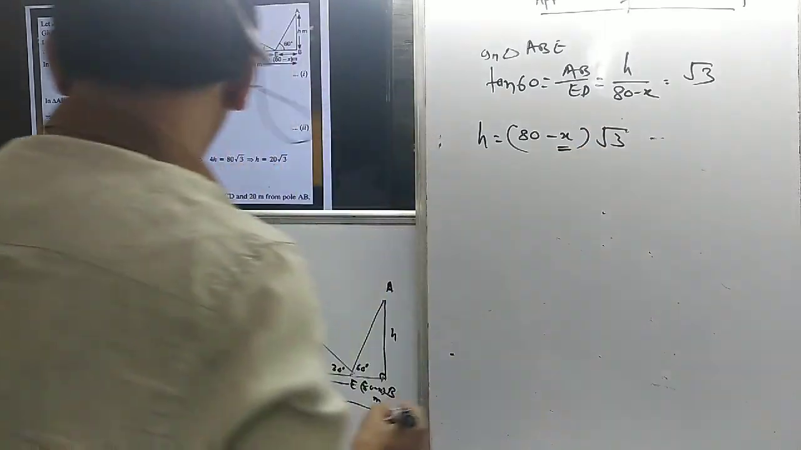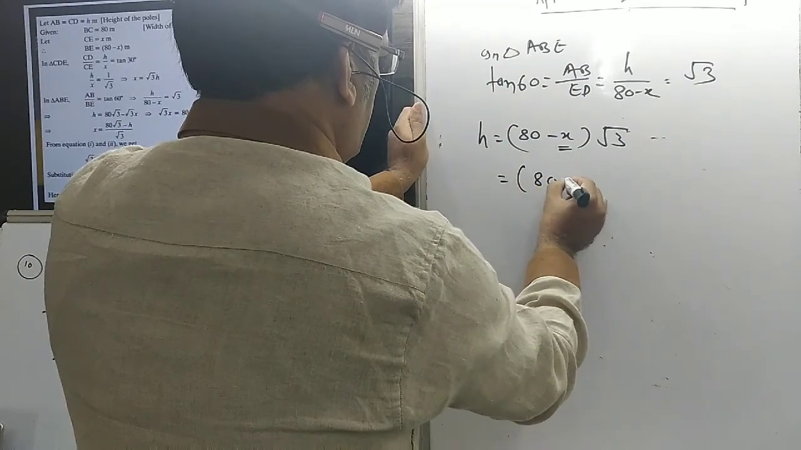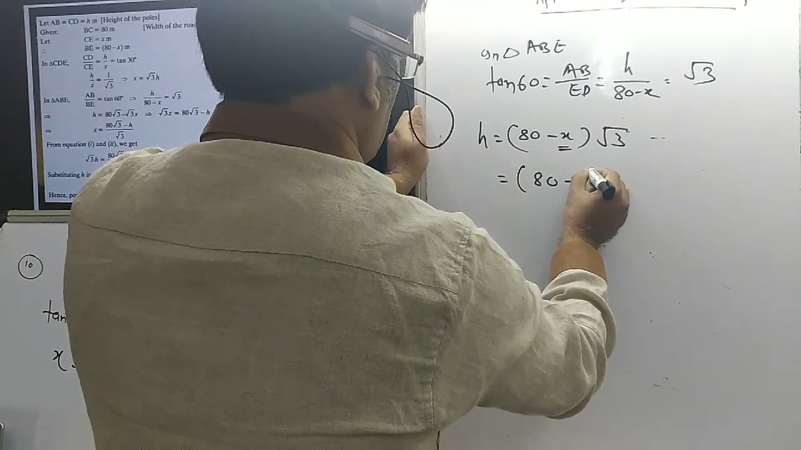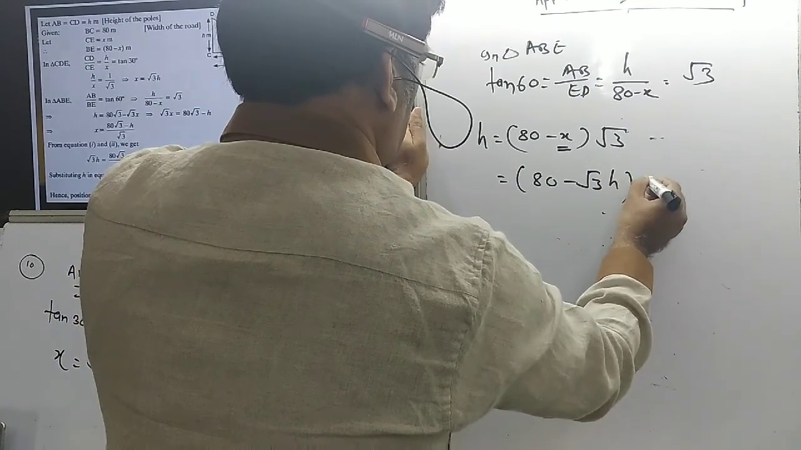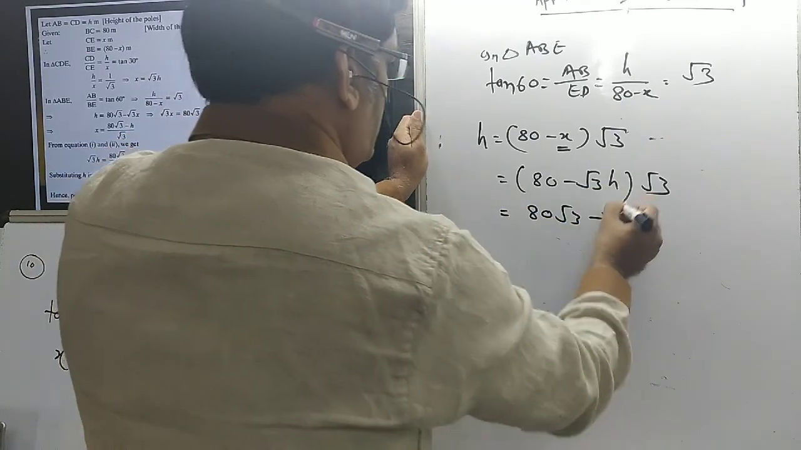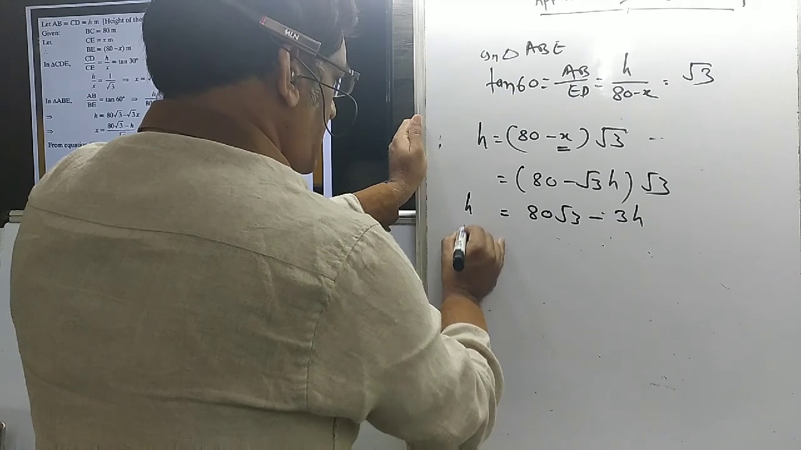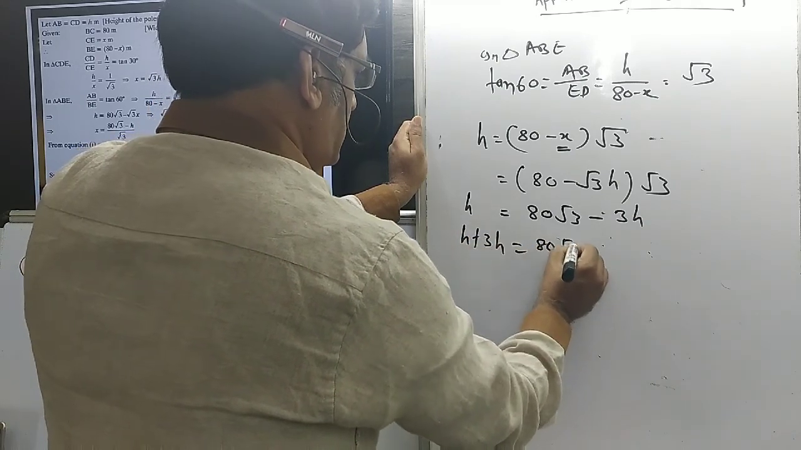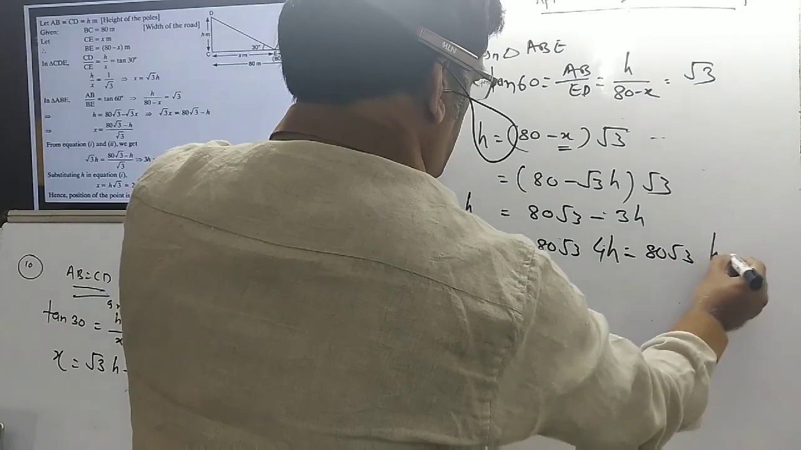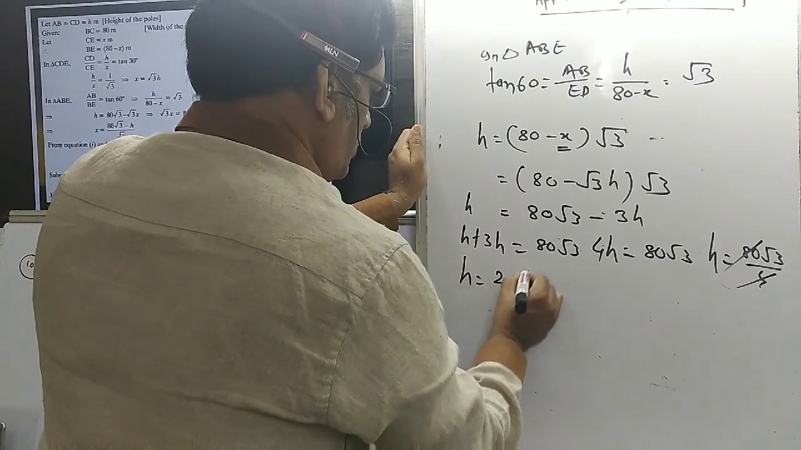But we can replace x by root 3 h. Then it is 80 minus root 3 h, into root 3. Then this becomes 80 into root 3 minus root 3 into root 3 h, that is 3h, and that is equal to h. So if we transpose this, then h plus 3h equal to 80 root 3. So 4h equal to 80 root 3. So h equal to 80 root 3 by 4, that is h equal to 20 root 3.